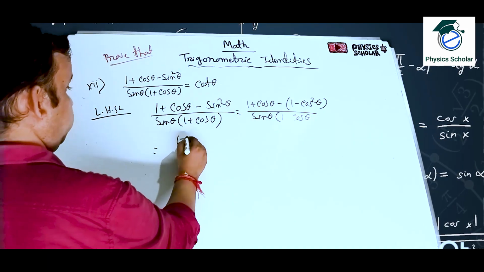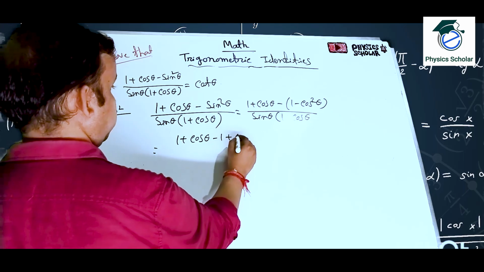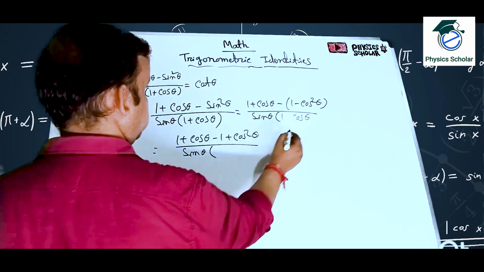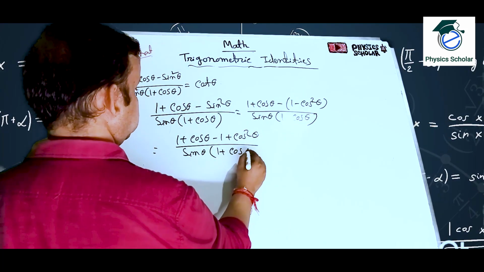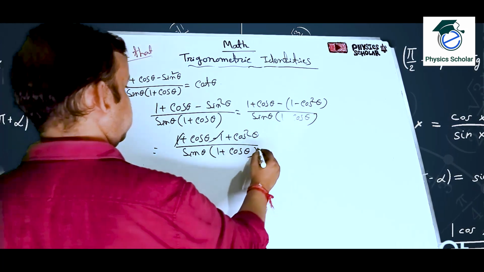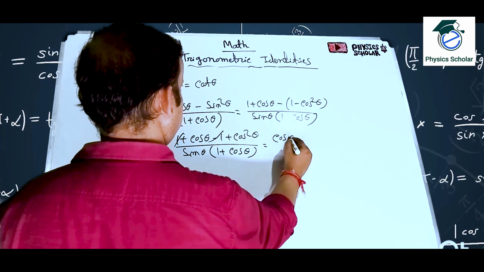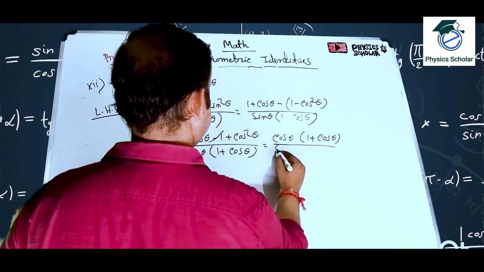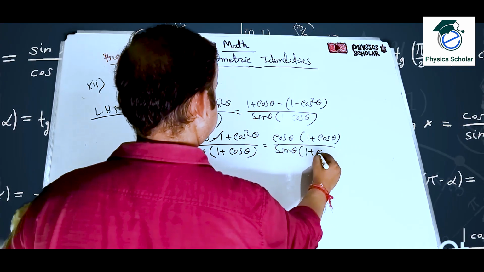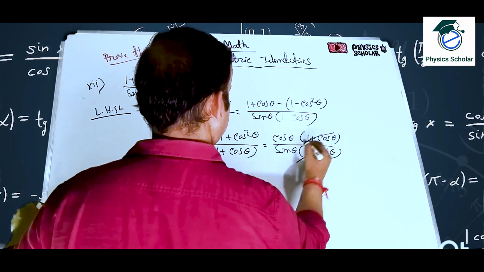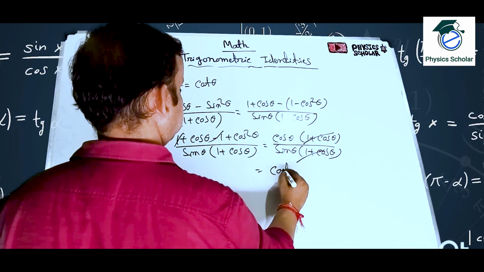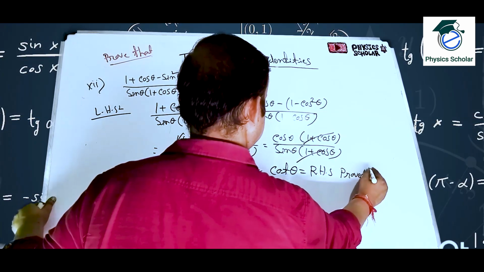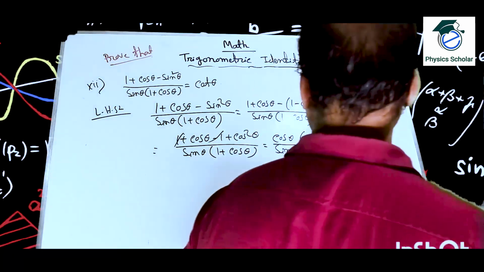Then what we can write? (cos θ + cos²θ) divided by sin θ into (1 + cos θ). So let us take cos θ common from the numerator. So it is cos θ (1 + cos θ) divided by sin θ into (1 + cos θ). So this and this will be cancelled. So cos by sin means what? Cot θ, which is equal to the right hand side. Proved. Clear?